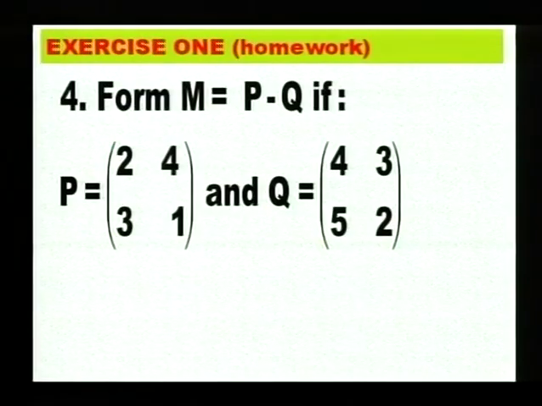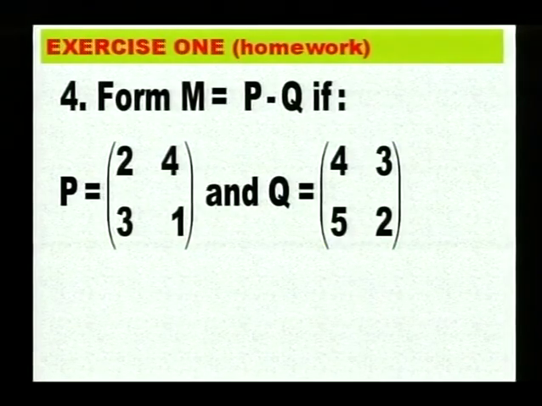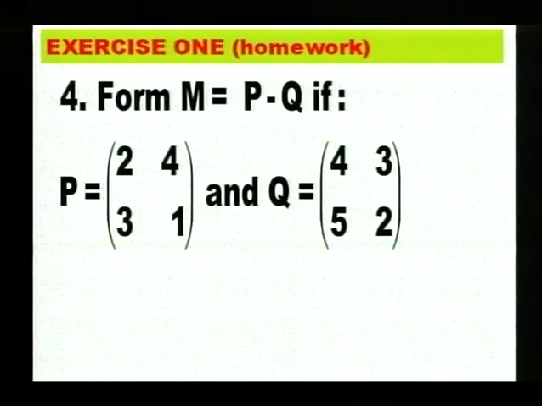Okay, I gave you one question in the last lesson. That was question 4. Form M equals P minus Q if P is matrix 2, 4, 3, 6 and Q is 4, 3, 5, 2. Siegfried, give us the answer to that, please.